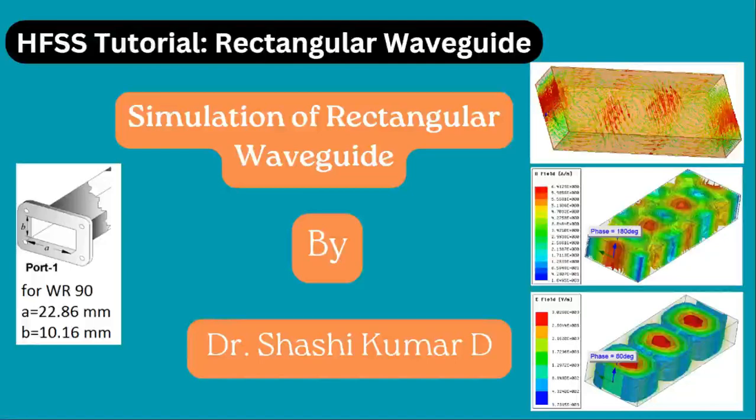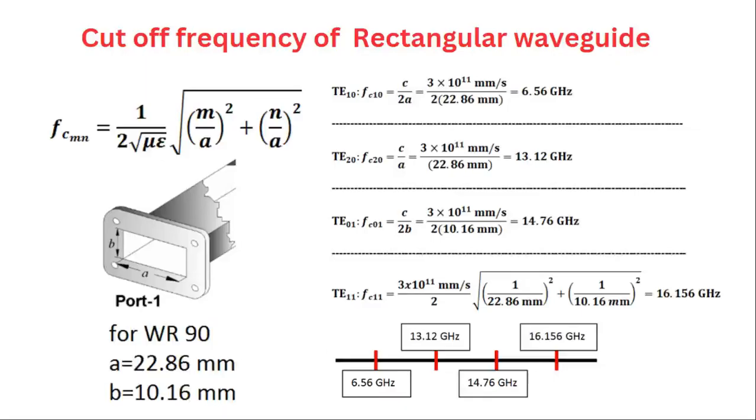In this video, I will show you how to design and simulate a rectangular waveguide using HFSS. To find the cutoff frequency of the rectangular waveguide, we use the formula f_c,mn is equal to 1 divided by 2 root mu epsilon, times root of (m by a) whole squared plus (n by b) whole squared.